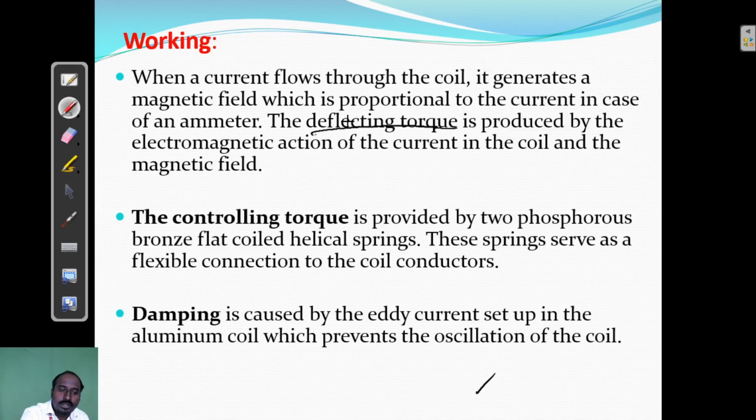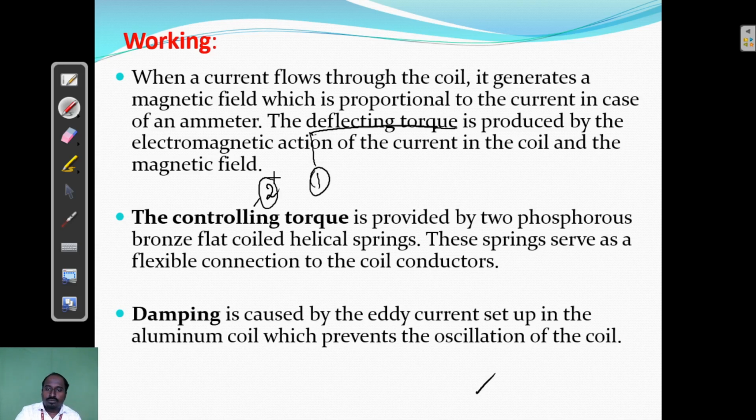So there are three main torques involved. First one is deflecting torque. Second one is controlling torque. So deflecting torque is the torque which causes the coil to rotate inside the magnetic field. So torque means rotational force.